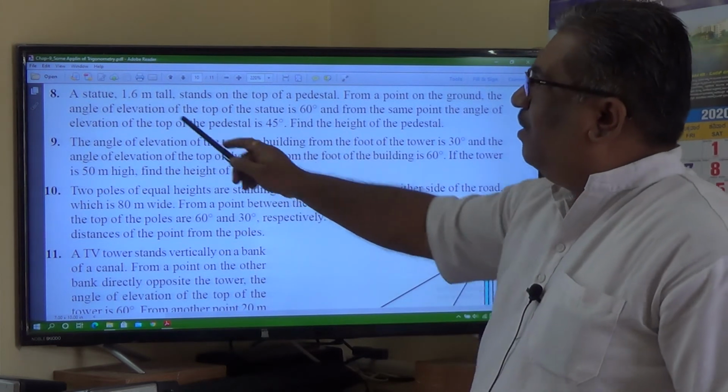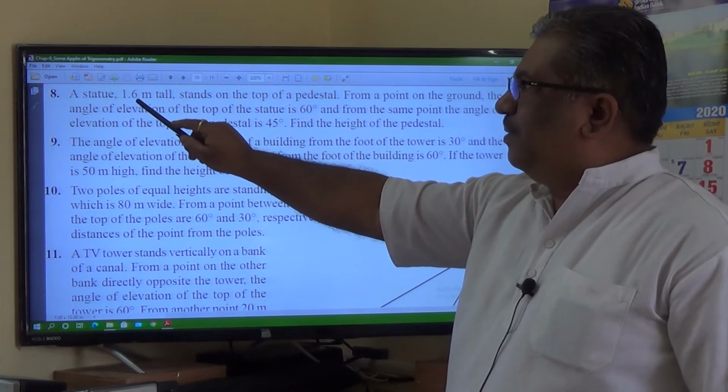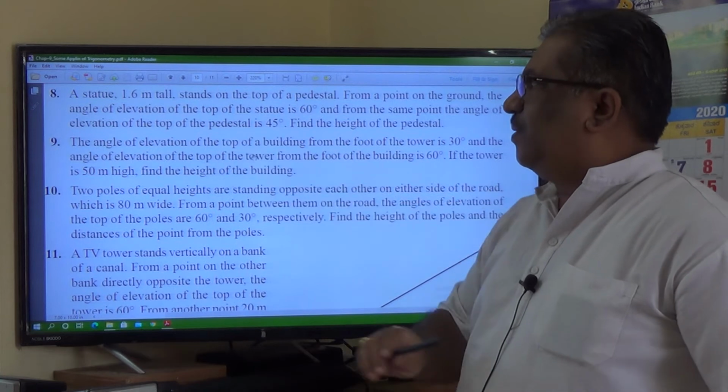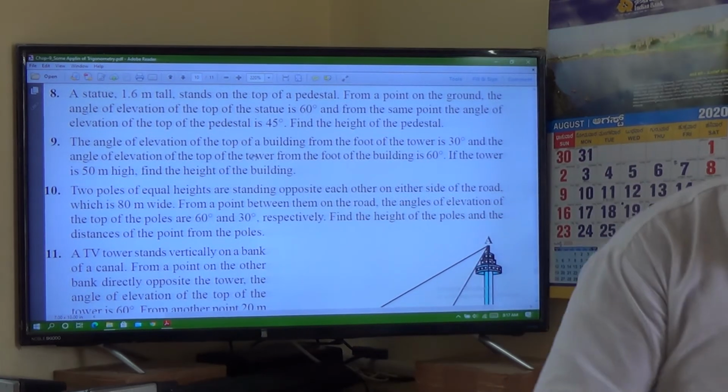What answer do you have here? 1.6 meter tall is available, the statue height is available for us. So, or let me solve this one on the board. Let us solve this on the board.